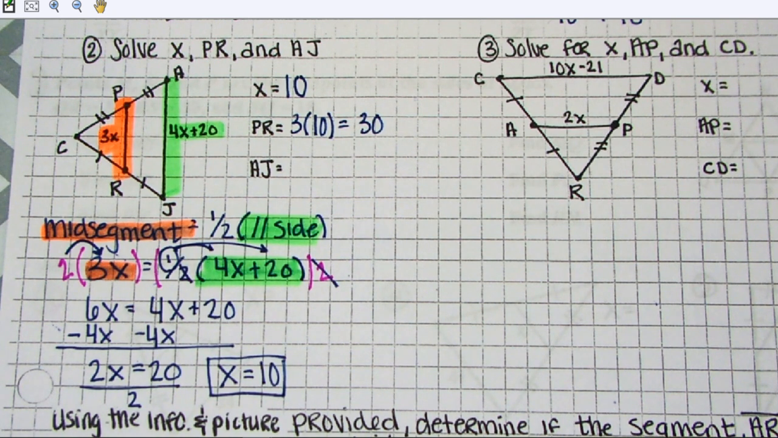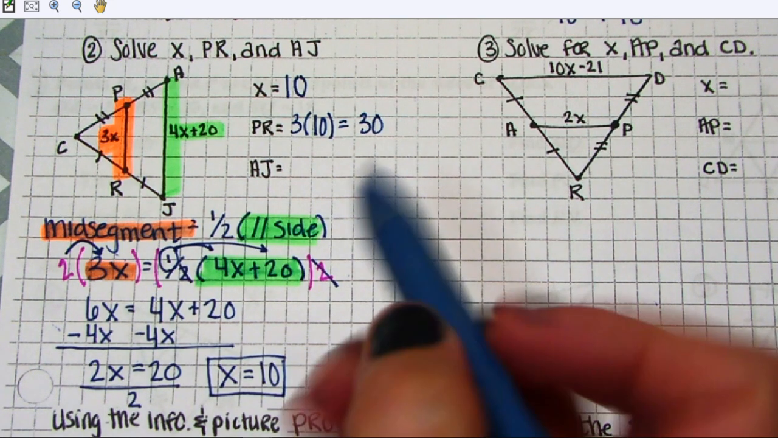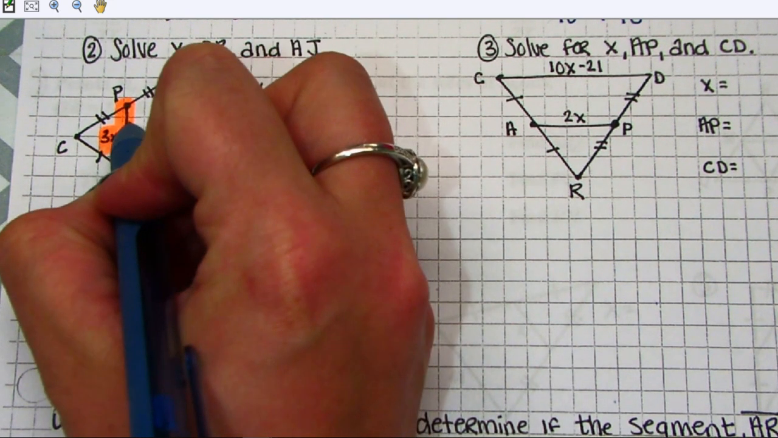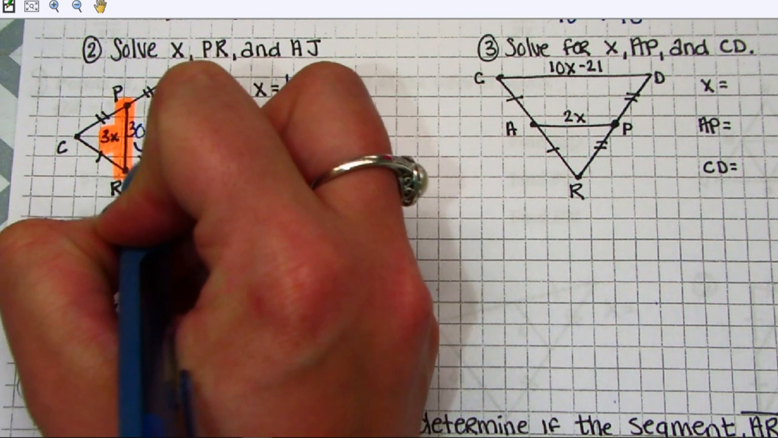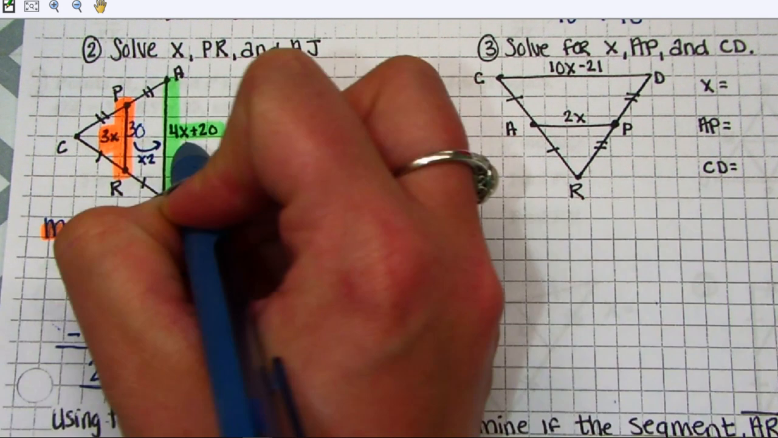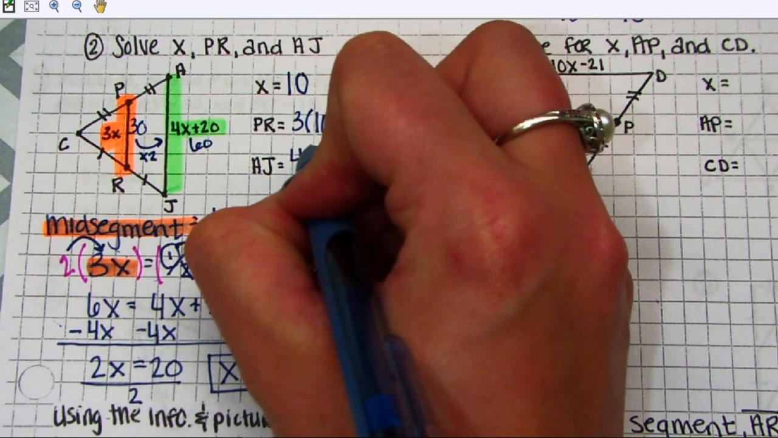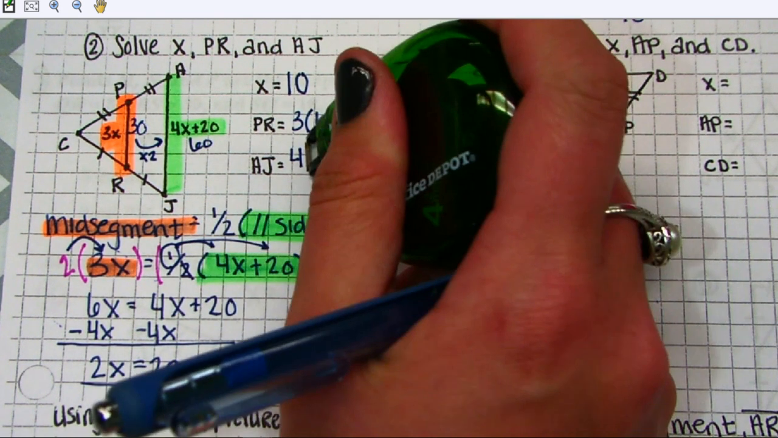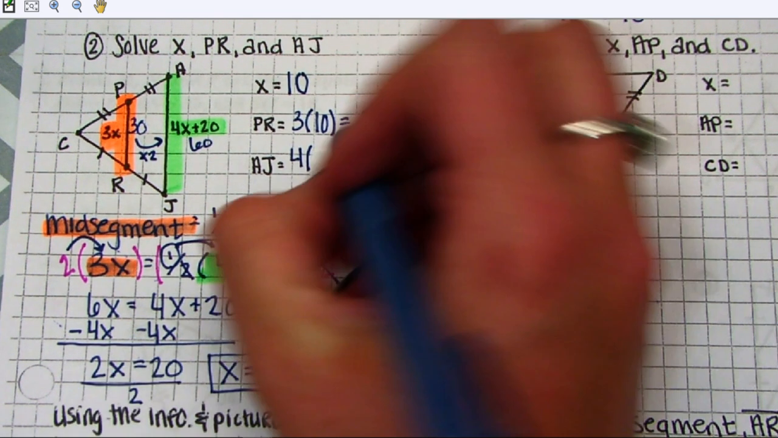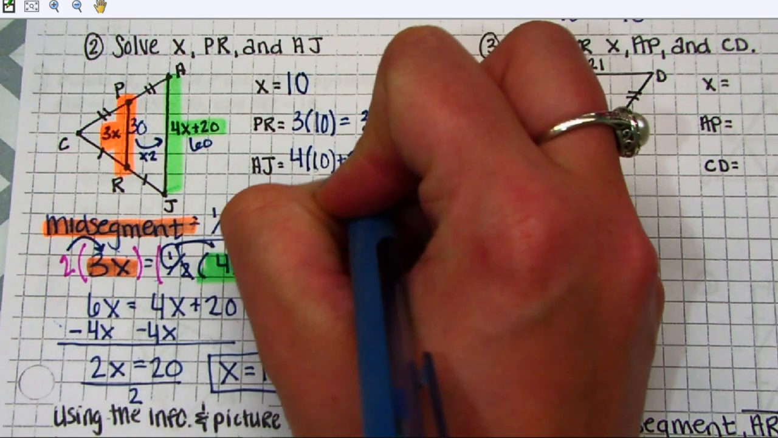All right. What's the length of AJ? 60. Remember, to help you, you could also know that if this is 30 to go out, I would multiply by 2. So this would have to default to 60. You could do it that way. Or you could substitute. So 4 times 10, not 4 times 100. 4 times 10 plus 20 is 60.